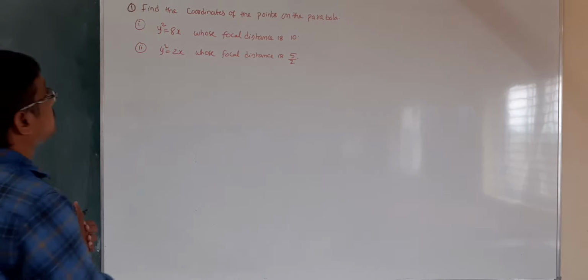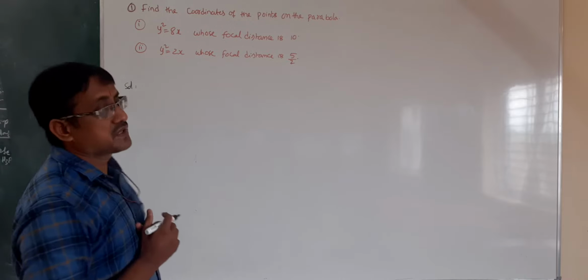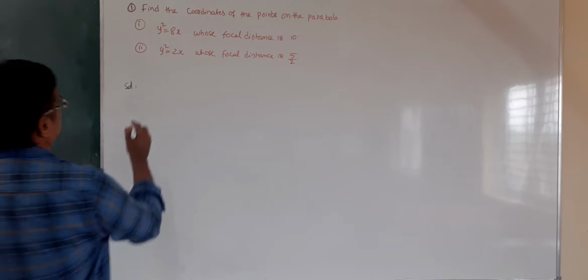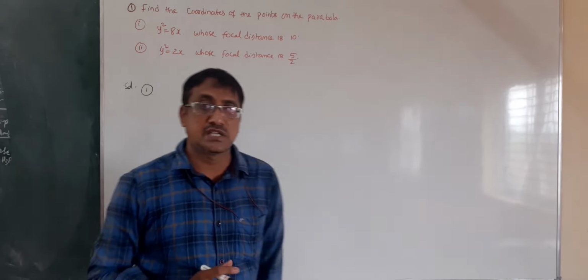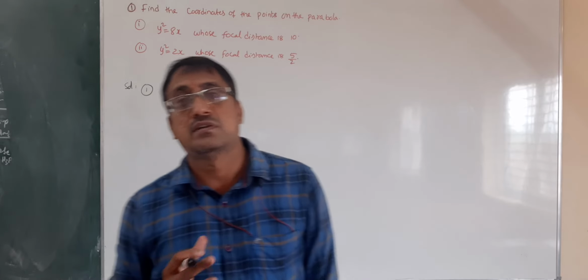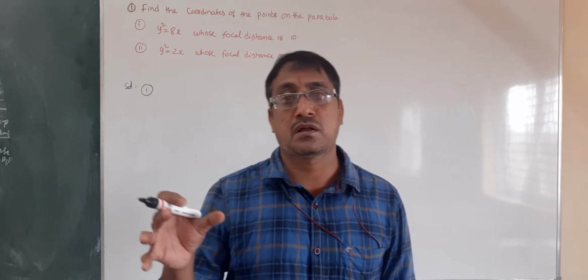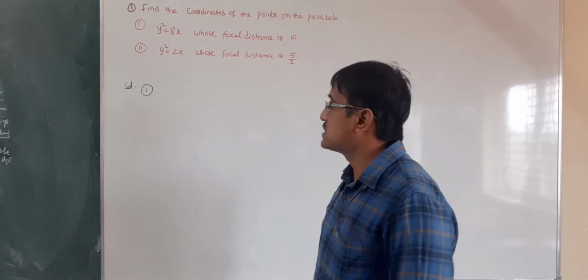Next problem. Find the coordinates of the points on the parabola. First one, y square equal to 8x, whose focal distance is 10. We know the definition of focal distance. The distance of any point on the parabola from its focus is called focal distance.